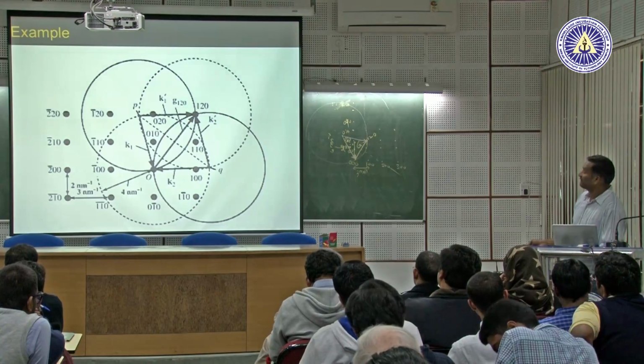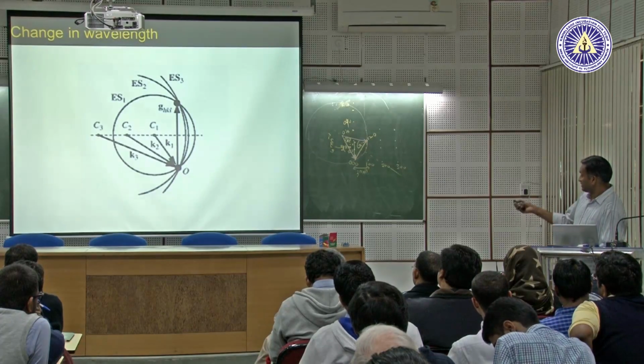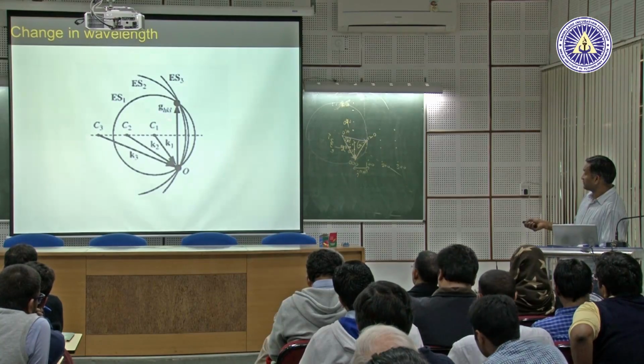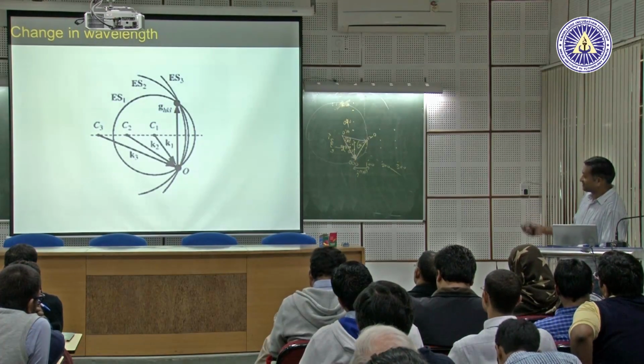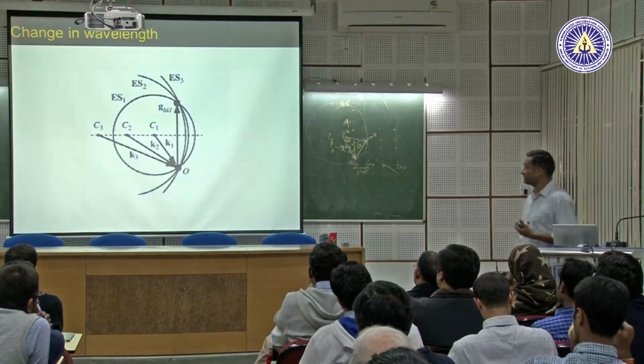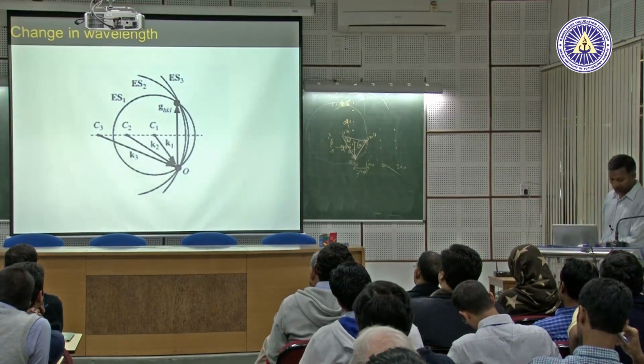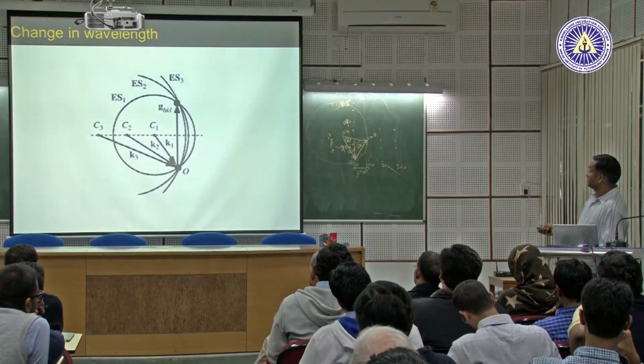Now, you can have multiple spheres of multiple radii if you change the wavelength. So the Ewald sphere can adopt various radii if you change the wavelength, and you can cover many more points for the diffraction to occur.